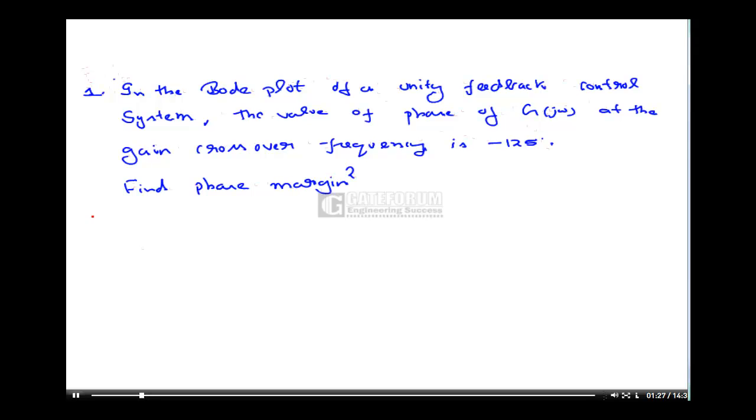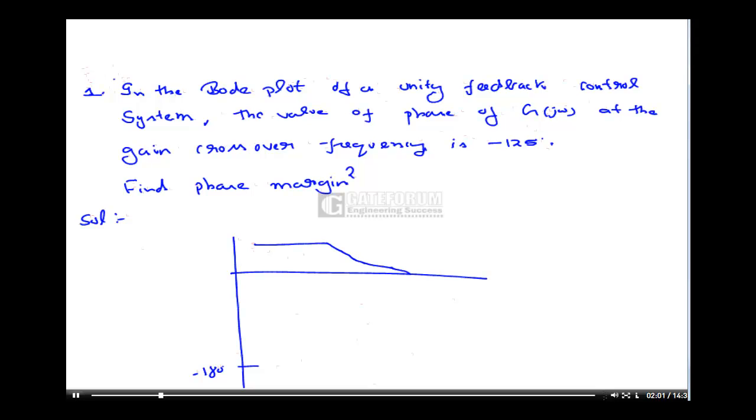So this is a question. See now. If we look at the Bode plot, this is a magnitude plot, and let this be the phase plot. Let's suppose this is minus 180 degree. At gain crossover frequency the phase is minus 125 degree. Let's assume the Bode plot is something like this. This is my gain crossover frequency, WGC.